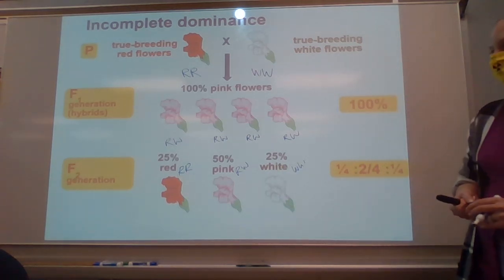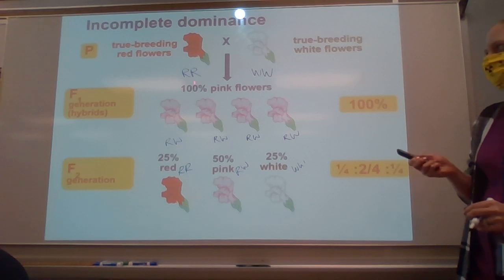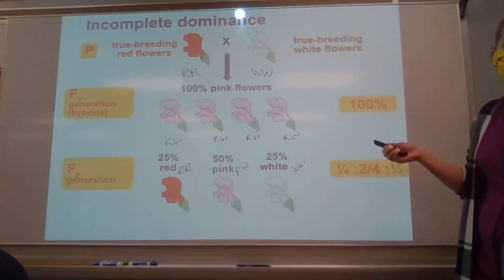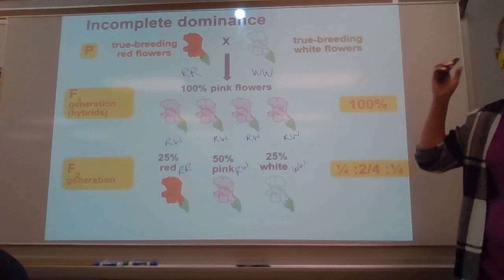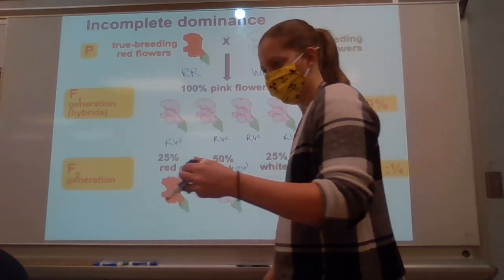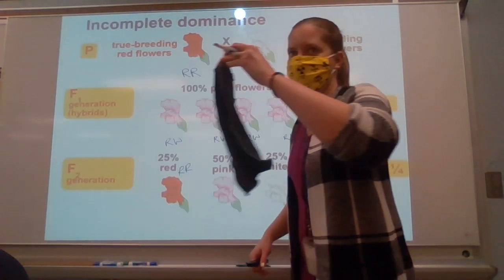And so we're still going to see similar patterns from the Mendelian genetics. It's just that our phenotype ratio is going to be different because we have essentially an extra phenotype, right? Our heterozygous individuals have their own unique phenotype. How do you feel about that? Any questions before we move on?